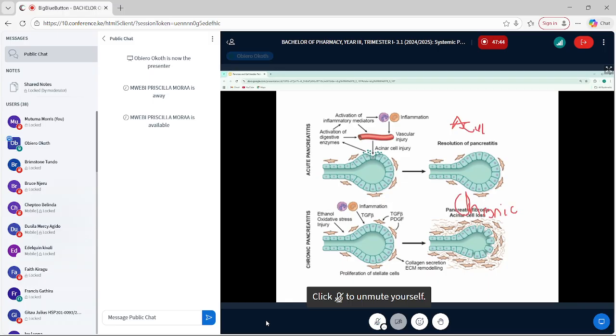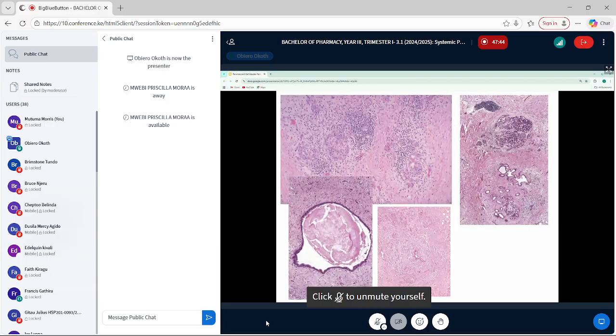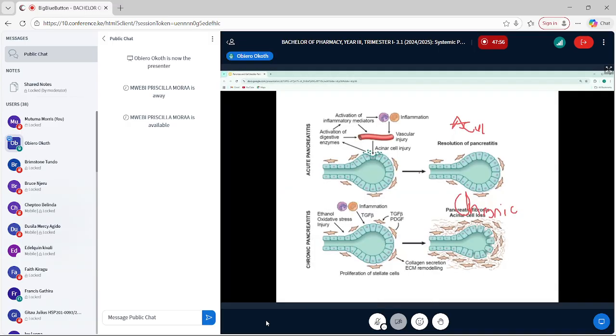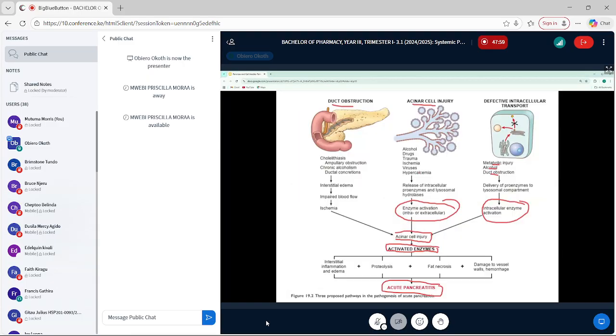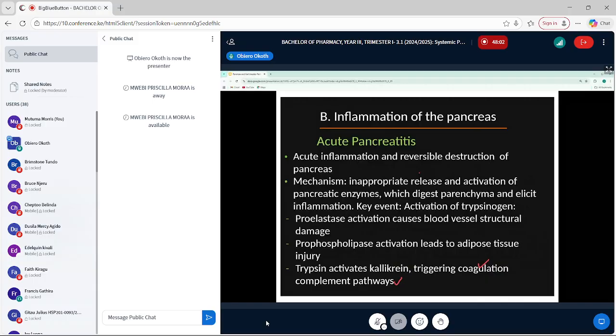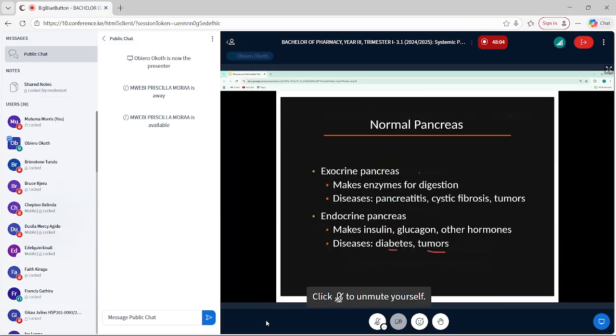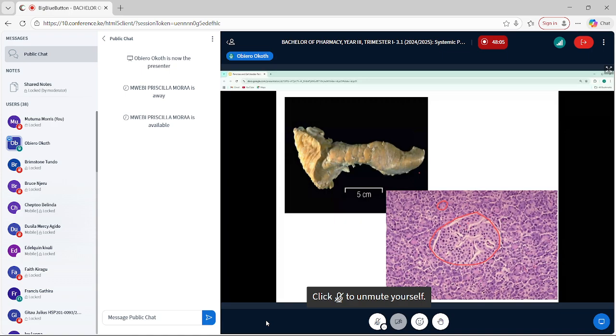Again, the small bluish dots you are seeing, those are lymphocytes. The acini are not there anymore. Allow me to show you the normal first, so that you see the difference. Yes, this is how a normal pancreas is supposed to look. You can see these are the acini and these are the islets.